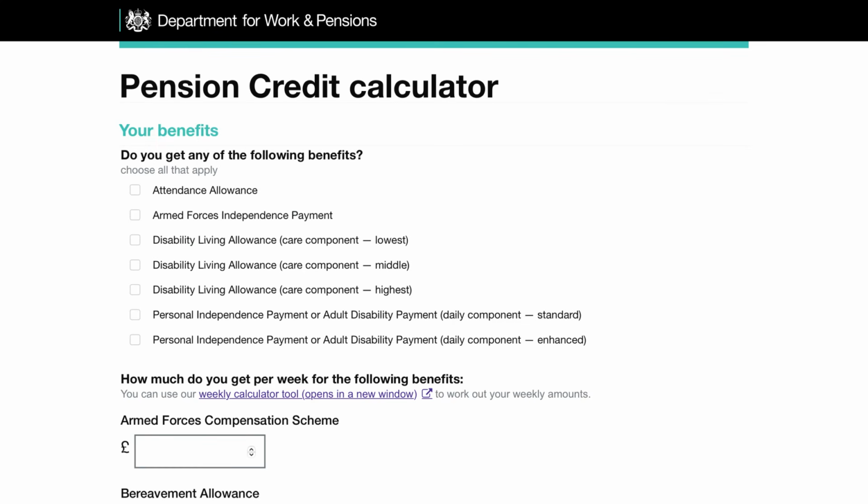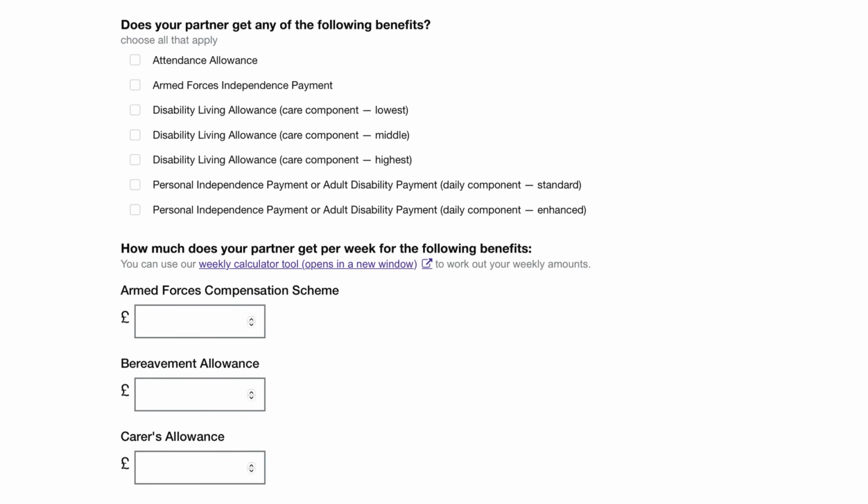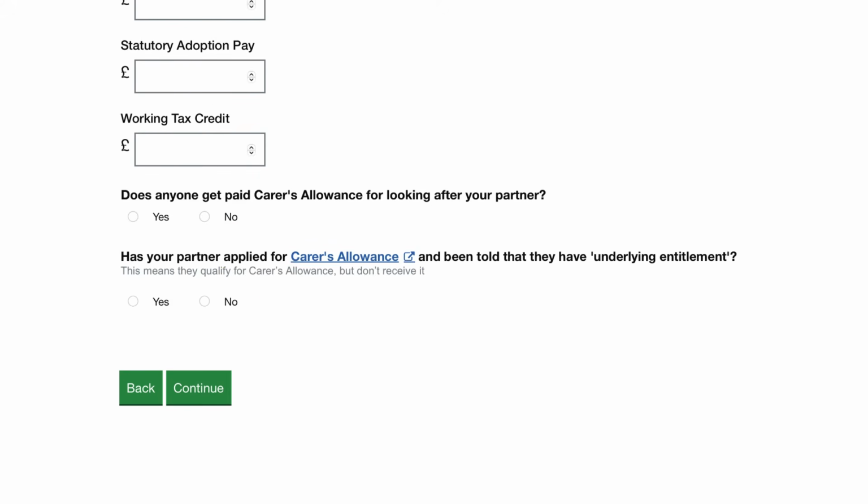Sajid does not receive any benefits, including carer's allowance and carer's support payment. Asiya does receive benefits. Where the calculator asks for benefit details of Sajid's partner, Sajid types that she receives the middle rate care component of disability living allowance. Asiya also does not receive carer's allowance or carer's support payments and has not applied for it.